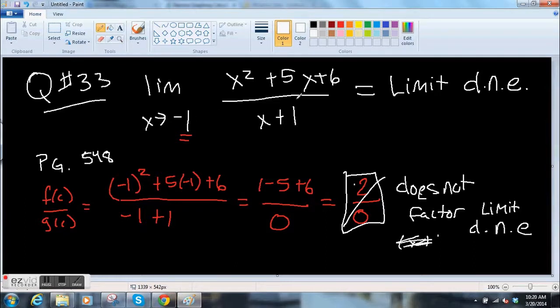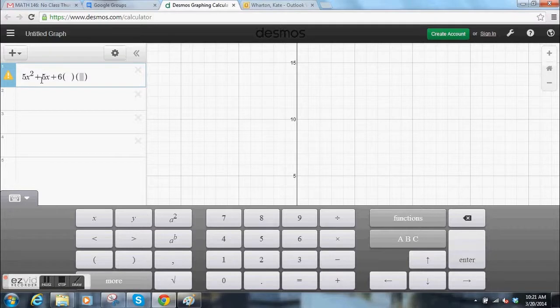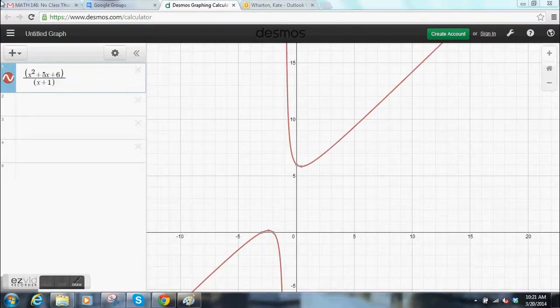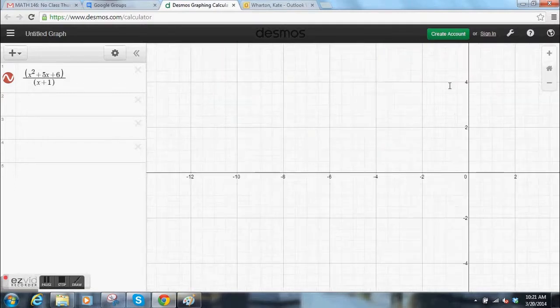Again, we're looking at the limit of this function as x approaches negative 1. Here we are, x squared plus 5x plus 6 divided by x plus 1, I need the parentheses. Why is it not giving me the right parentheses? We have the function x squared plus 5x plus 6 divided by x plus 1, and we're looking at what happens when x approaches negative 1, which is right down here. I'll zoom in a little bit and scooch it up.